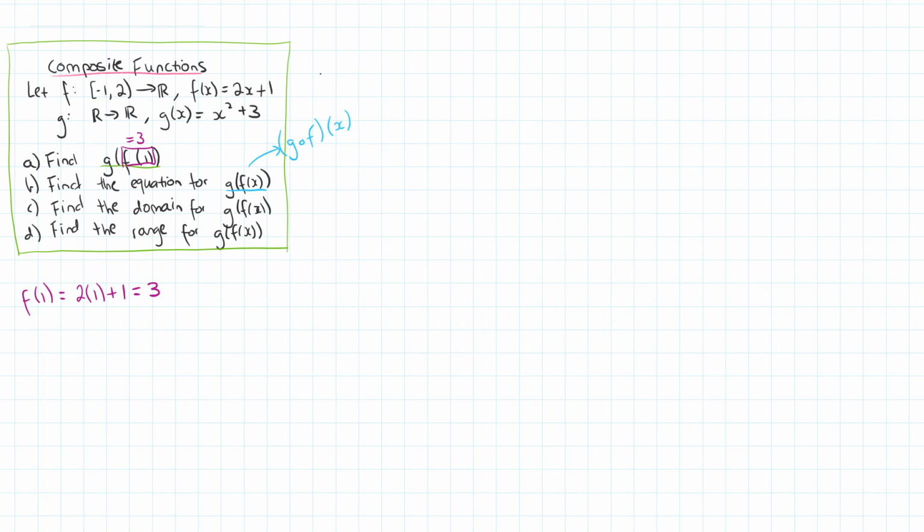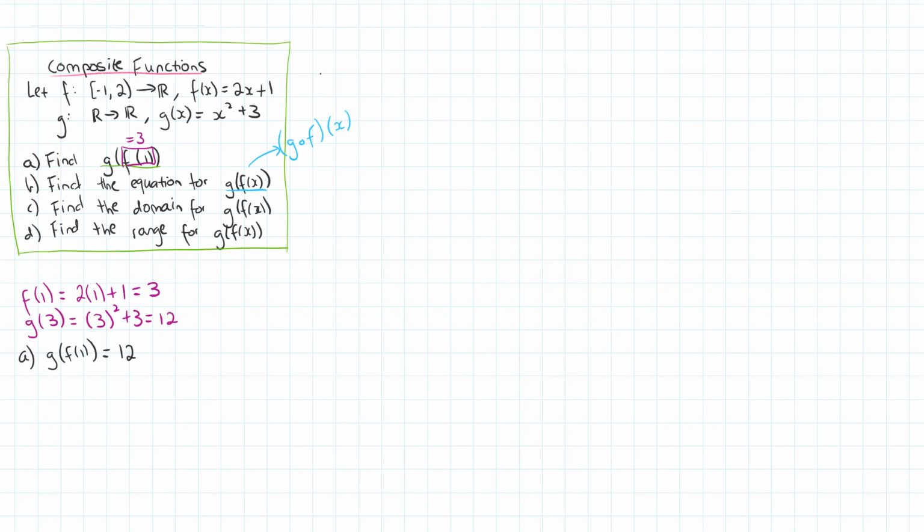To finish working out the problem, we now need to work out g of 3. What that means is we sub 3 in for x into g's equation, x squared plus 3. So 3 squared plus 3 comes out to be 12. So all in all, the answer to part A, using function notation, is that g of f of 1 has 12 as its overall value.